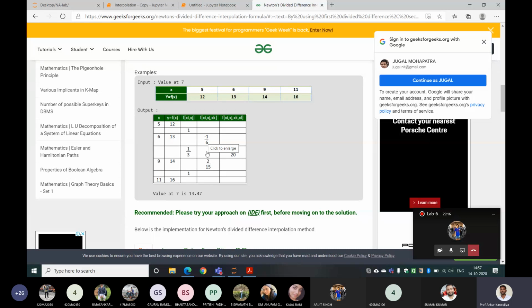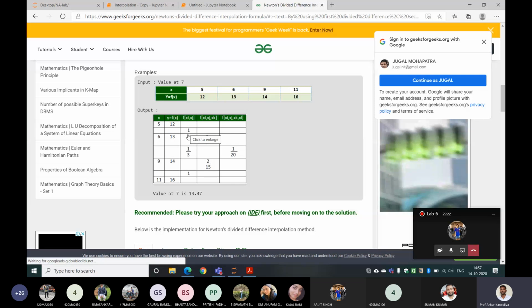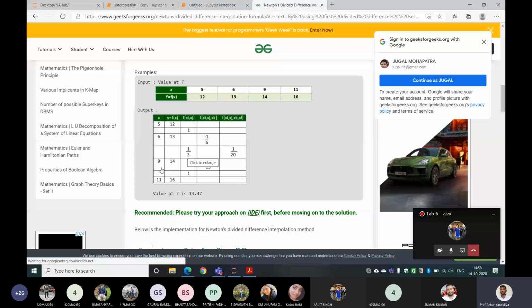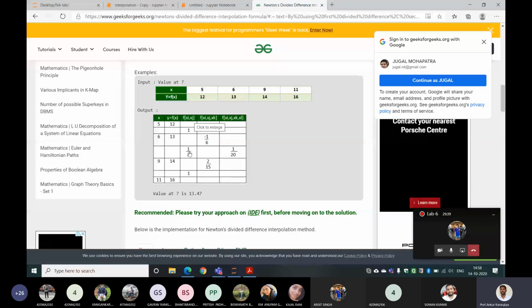In order to calculate these two values, we will not use this value. We will use this latest value. So this 1 by 3 minus 1. How will this minus 1 by 6 come? 1 by 3 minus 1 divided by 9 minus 5. Similarly, this 2 by 15 will come from 1 minus 1 by 3 divided by 11 minus 6. If I call this the 0th column, this is the first column, this is the second column, this is third, this is fourth.